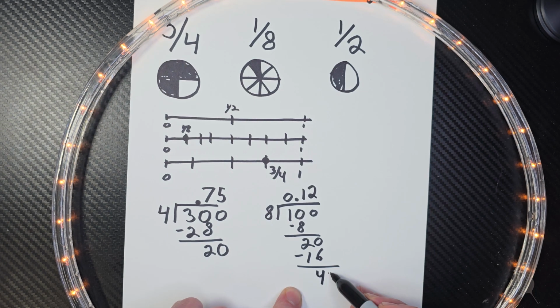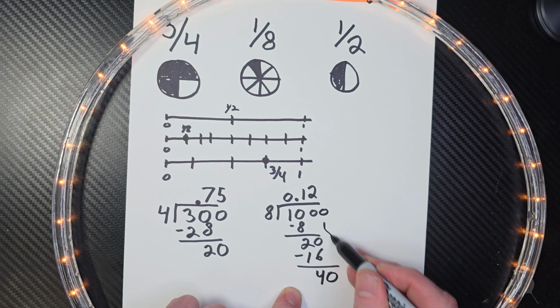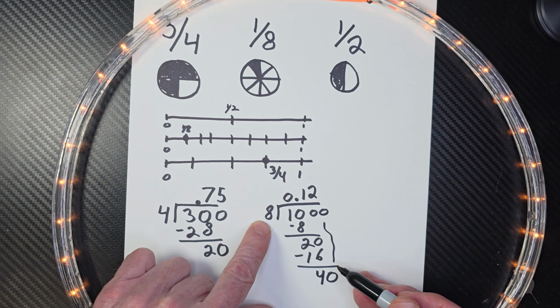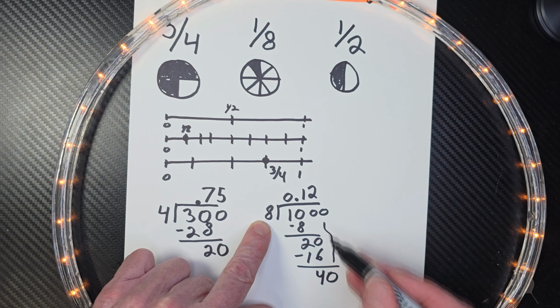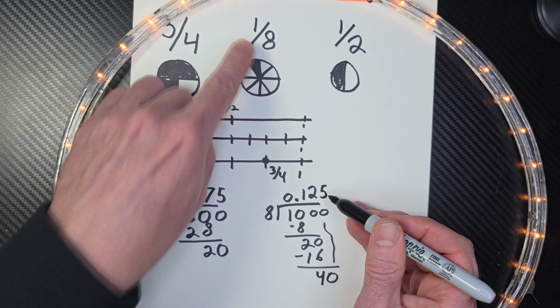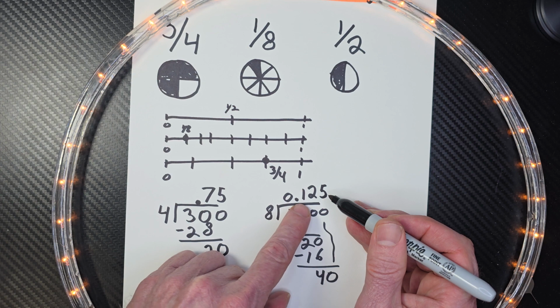And I'm going to put a 0 down here again. How many times can I put 8 into 40? You see 8 times 4, what is that? 8 times 3 is 24. 8 times 4 is 32. 8 times 5 is 40. So our 1/8 would equal 0.125.